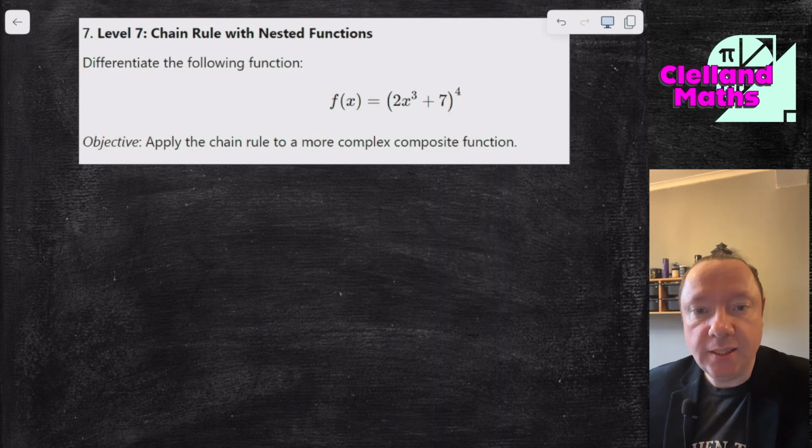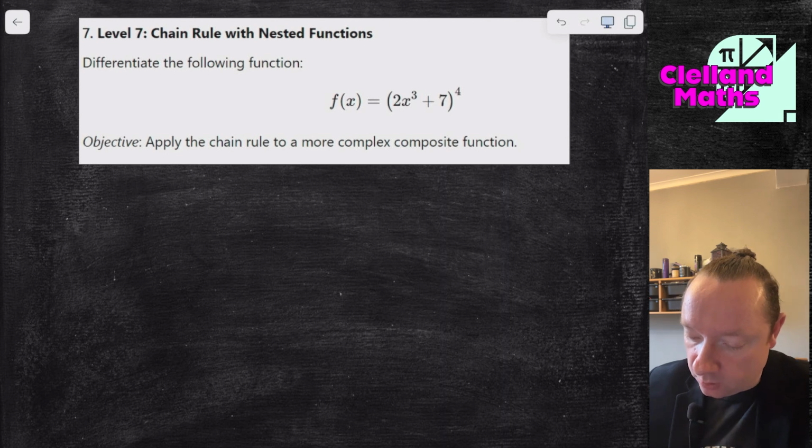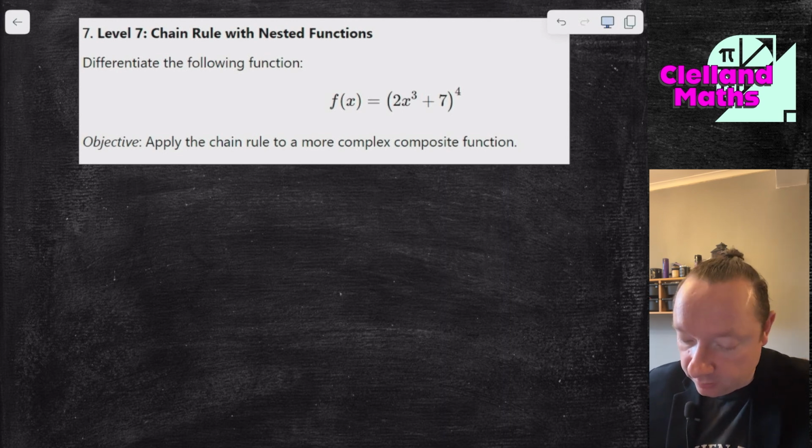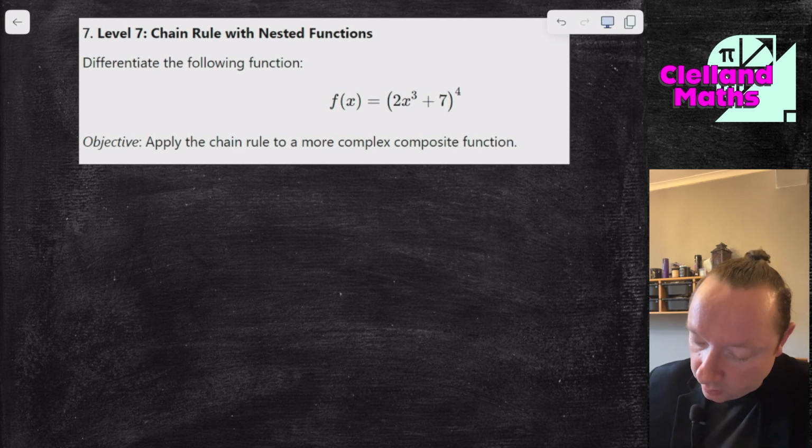Let's see what ChatGPT gives us for level 7, chain rule with nested functions. F of x is 2x cubed plus 7 to the power of 4. And we have to differentiate it using the composite function, chain rule. Okay, so I think it's telling us a chain rule here because chain rule usually comes later in the course. We've already done one previously in the video, but let's just do another one anyway.